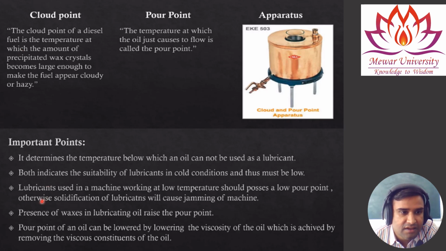Another important point is that a lubricant used in a machine working at low temperature should possess a low pour point. Otherwise, solidification of the lubricant will cause jamming of the machine. So your pour point should be low, so that it does not easily jam your flow path. The presence of wax in the lubricant oil raises the pour point.